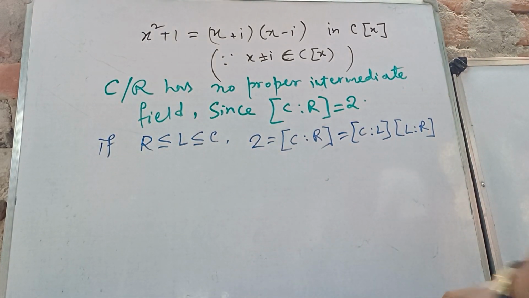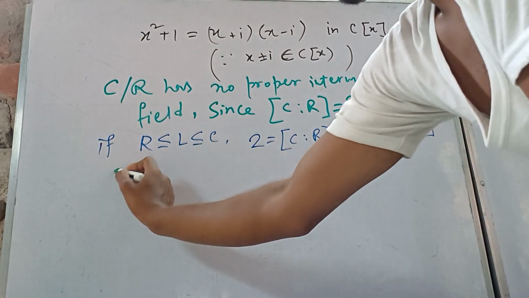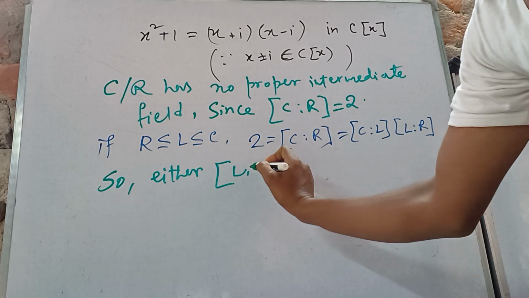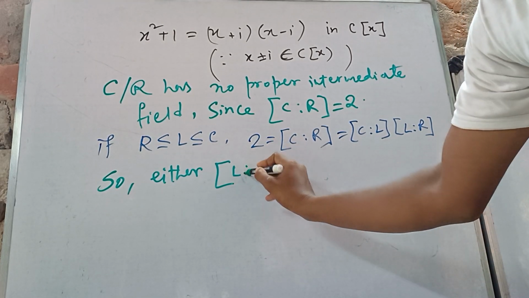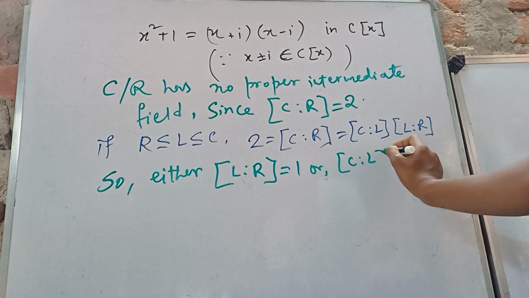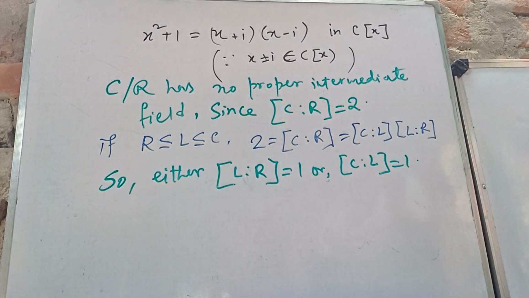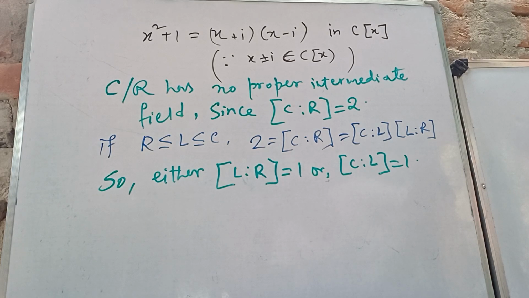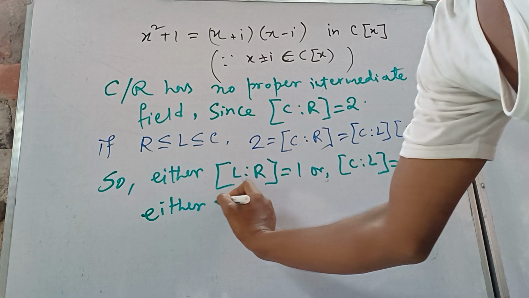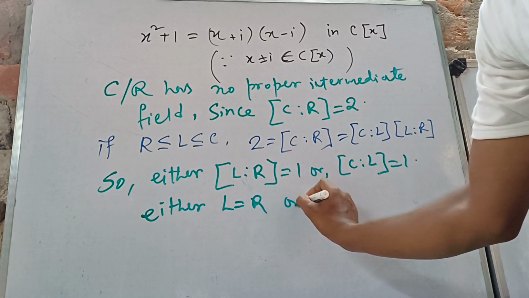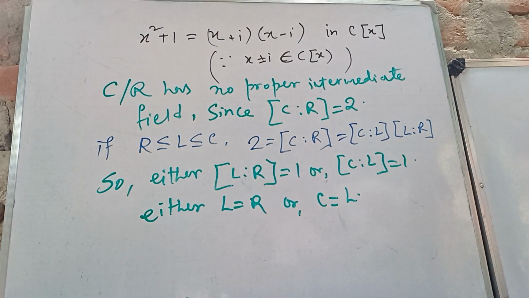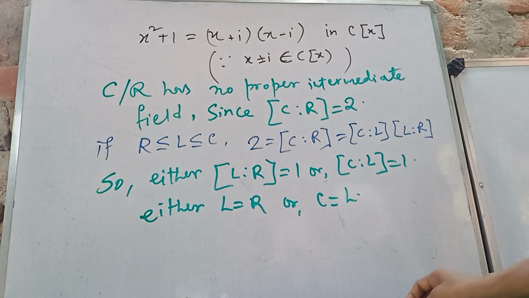So we write it in this way: either one of them must be 1, otherwise the product can't be 2. That means 2 multiplied by 1 gives 2. So this means either L equals R or C equals L. Not a problem at all. So C is a splitting field.